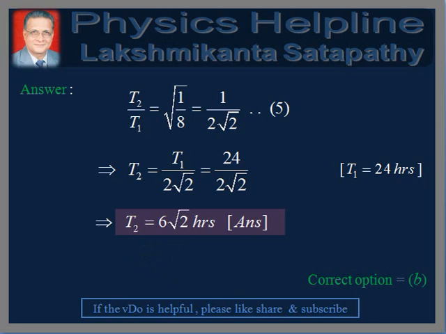Now, T1 is given as 24 hours. Therefore, T2 is equal to T1 divided by 2 root 2, which is equal to 24 divided by 2 root 2, which is equal to 6 root 2 hours. Therefore, we get T2 is equal to 6 root 2 hours, which is the answer to question 3. Therefore, the correct option is B.